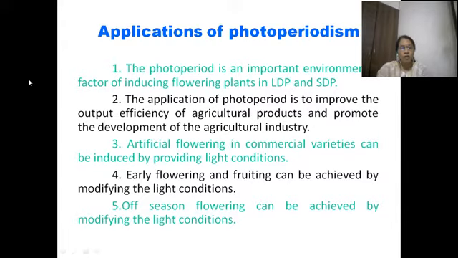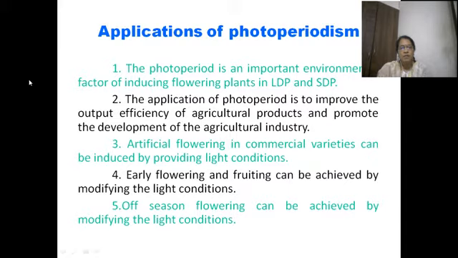Early flowering and fruiting can be achieved by modifying the light condition. This is what I told you, that in polyhouse all these conditions can be monitored, because in the polyhouse we have a very small area which can be flooded with excess light, and that can help in flowering and fruiting. So early flowering and fruiting in different crops which you are growing in polyhouse. There are vegetables grown in crop house, there are flowers grown in crop house, and the main aim is to increase commercial productivity.